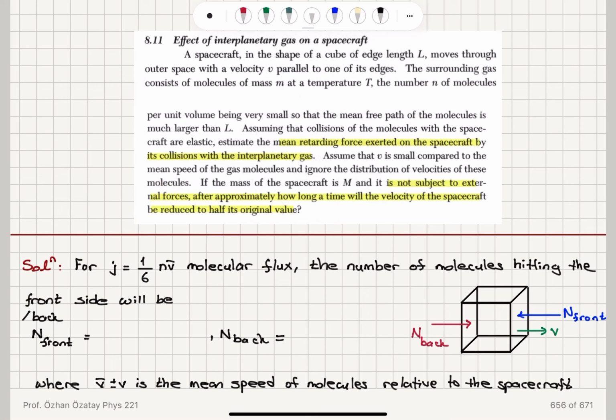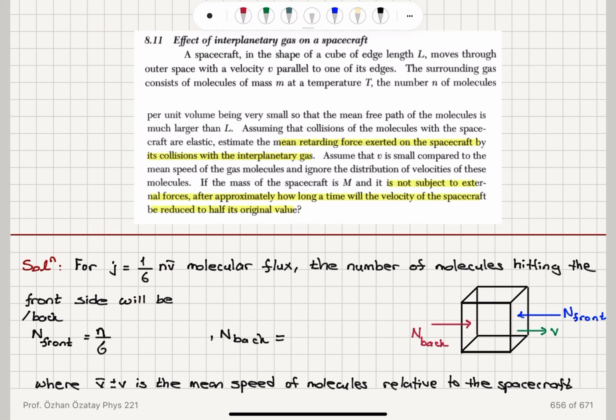So what is the number of molecules hitting the spacecraft from the front? Well, we have the molecular flux 1 over 6 n v bar, where n is the number density of molecules in the interplanetary gas, divided by 6. Now I ask myself, what is the speed of these molecules according to the observer in the cube? Well, the cube itself is moving with velocity v, and the molecules are hitting with mean speed v bar.